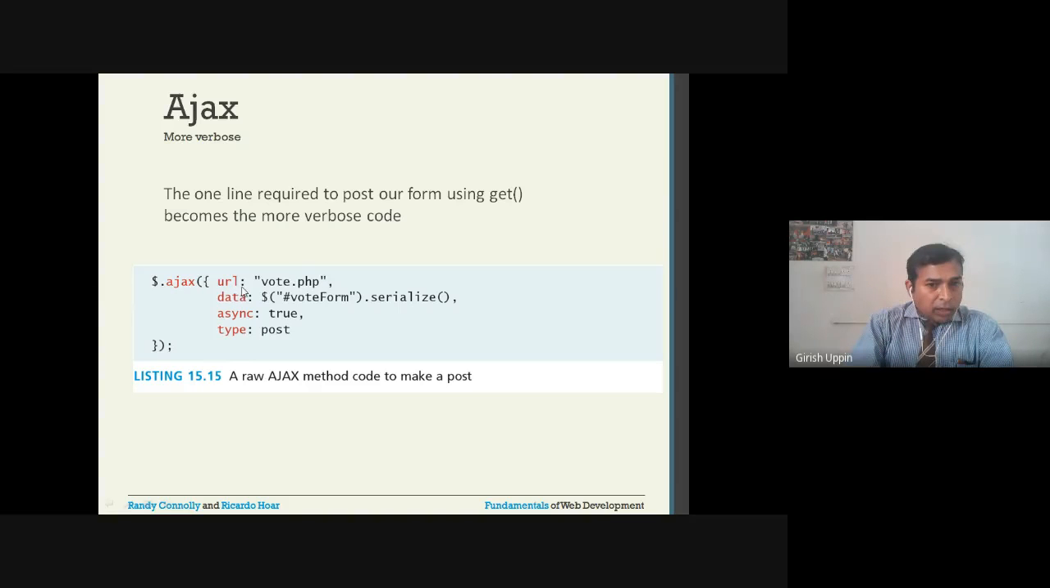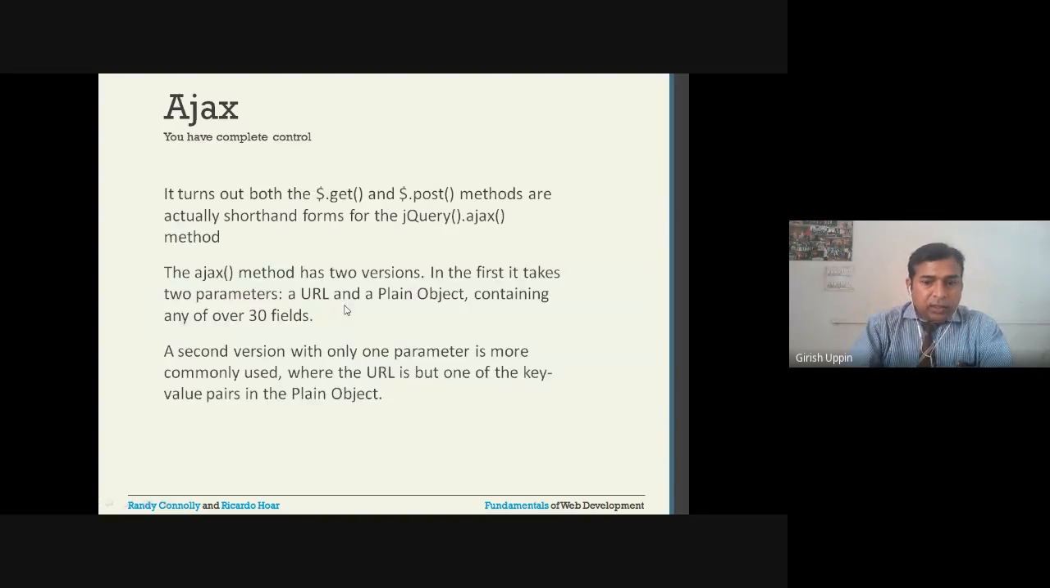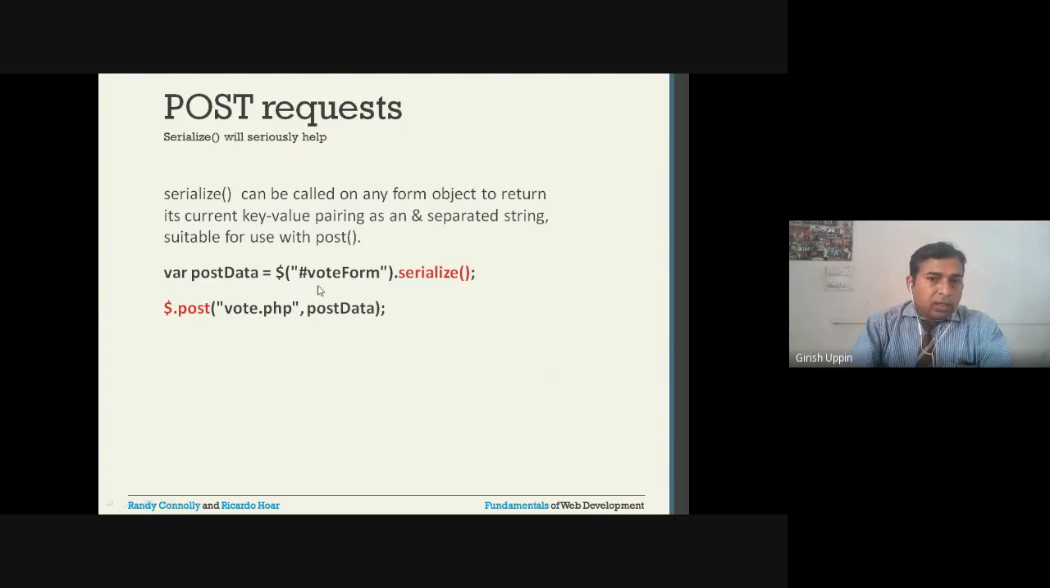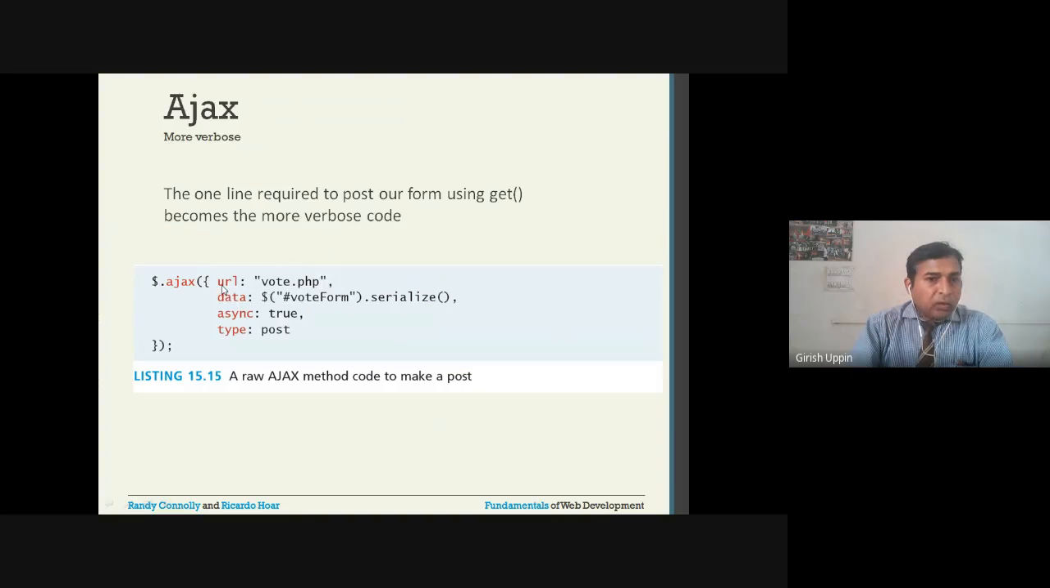For example, URL vote.php, data. This is the serialized data. This is exactly the same as this one, right? So you are giving it as a part of the object. URL vote.php, data: $, and you are looking for the vote form ID, and you serialize it with .serialize, and async true. The request is asynchronous, and the type is the post method.